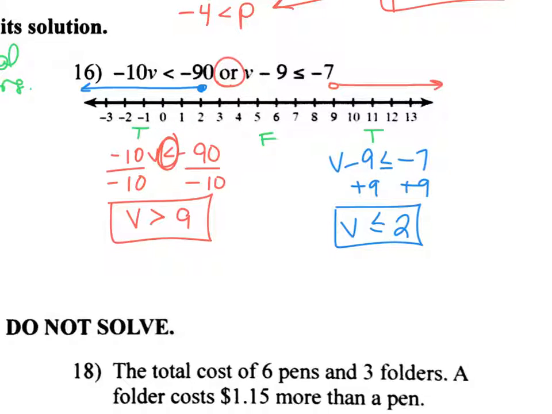And again, anything that's true is going to go on your final answer. So closed and to the left, open and to the right. Your final answer is written here in green.